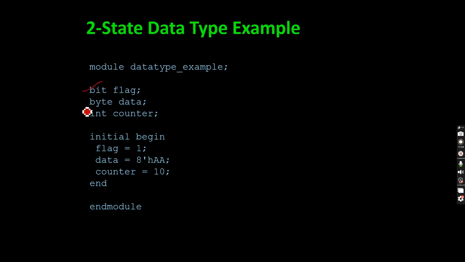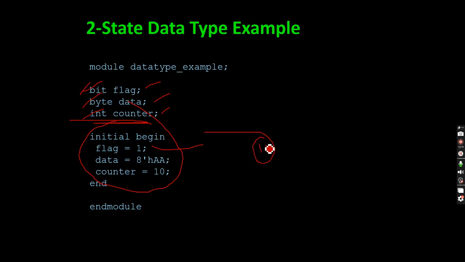See, here we declared bit flag, byte data, int counter. These names can be your wish. In simulation time, what we are assigning to the flag is, as I said, a 1 bit data type. 1 bit means it is able to store 1 or 0. So here we are assigning 1. If you assign binary value 11, it will truncate the MSB values and store only the LSB value, which is 1. So whatever value you give to the flag, it will truncate all the remaining bits and take only 1 bit.